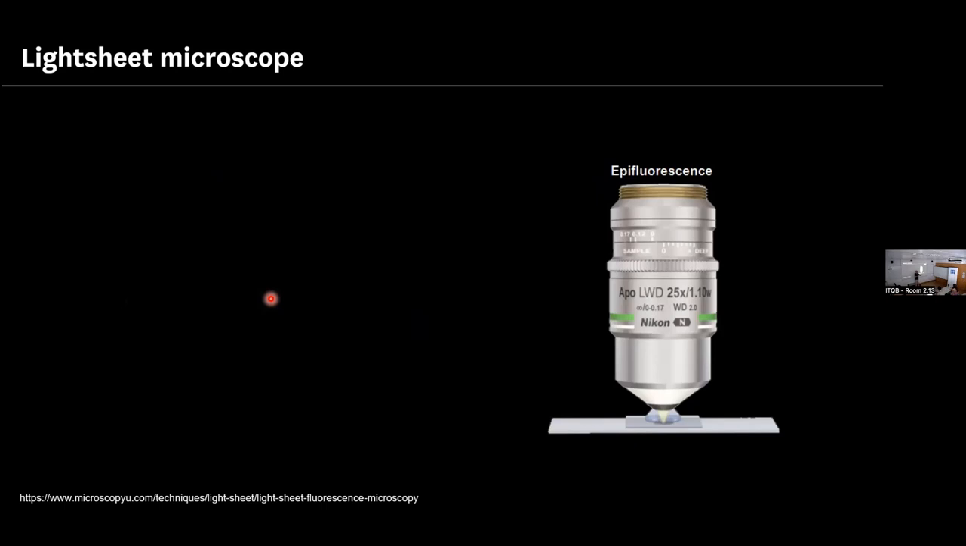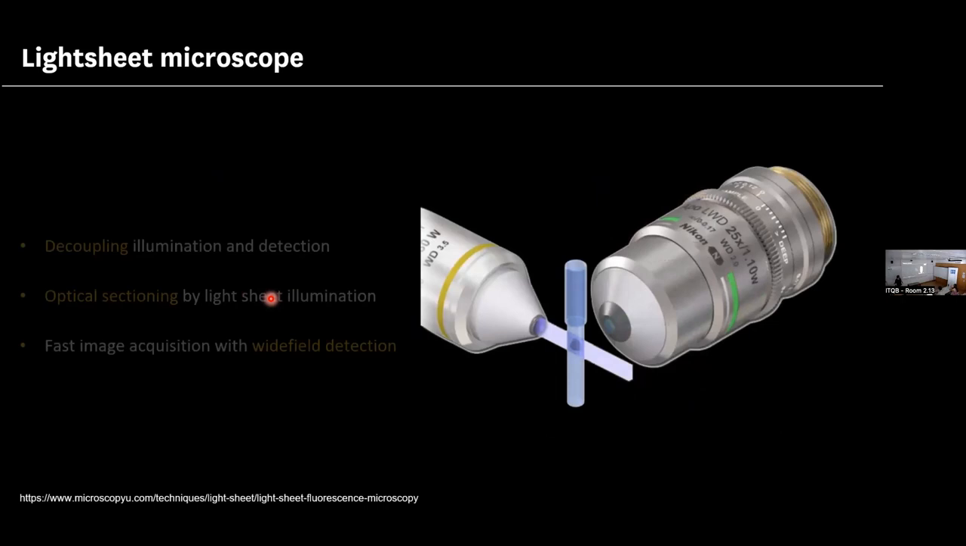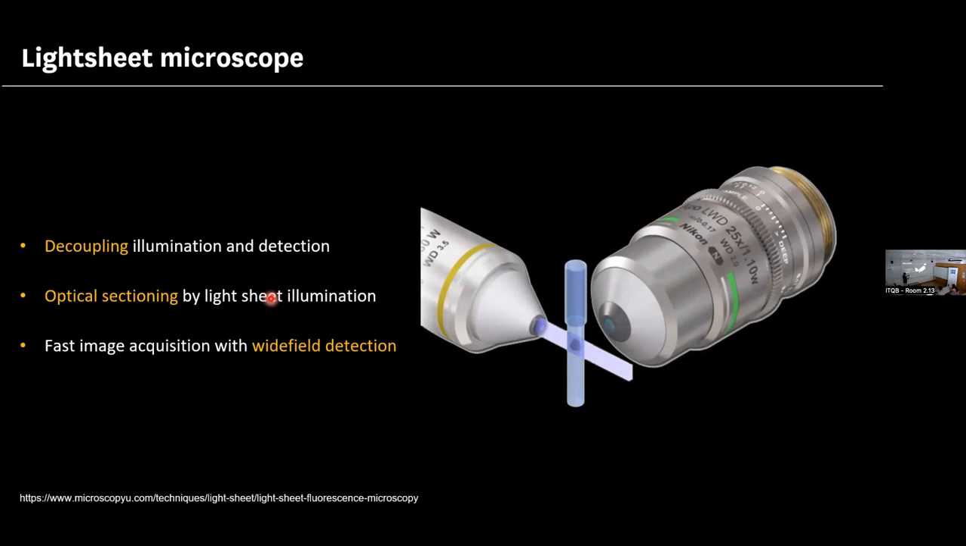So we use the same objective to illuminate and to detect. On the light sheet microscope, we separate both. So we'll have an objective for illumination and an objective for detection. And we'll achieve optical sectioning cleverly by illuminating perpendicular to the objective detection. So we'll illuminate the sample from the side at a 90 degrees angle, using not just a beam of light, but a sheet of light.